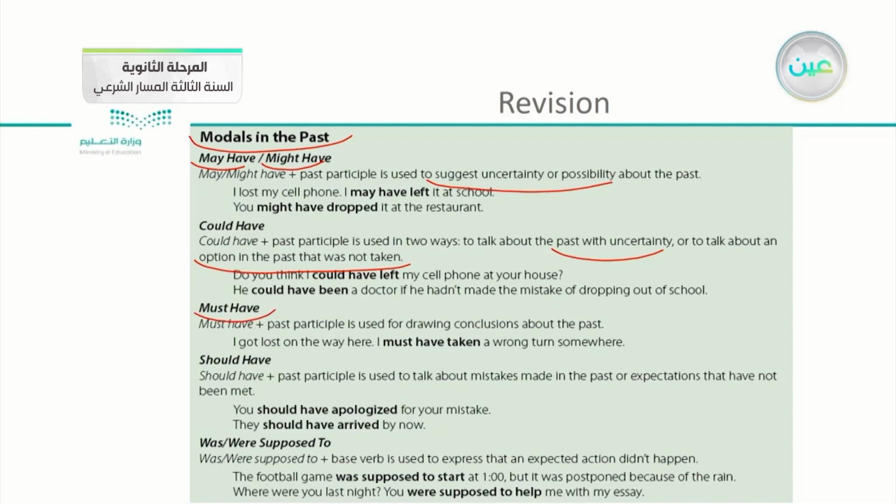After that, we talk about must have, and we said it is used for drawing conclusions about the past. So if we are talking about the result of something that happened in the past, we use must have. Also, should have is used to talk about mistakes that were made in the past or expectations that haven't been met. For the first situation, we have: you should have apologized for your mistake. That person didn't apologize, so we told him or her that you should have apologized.